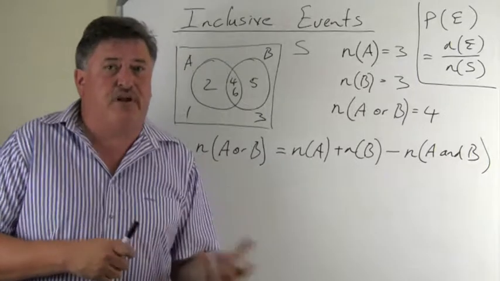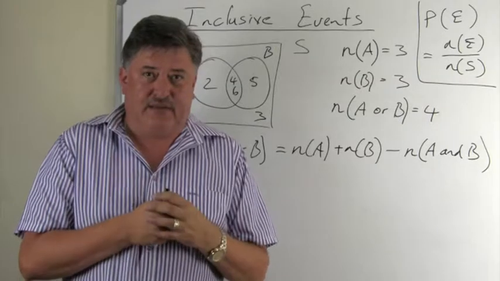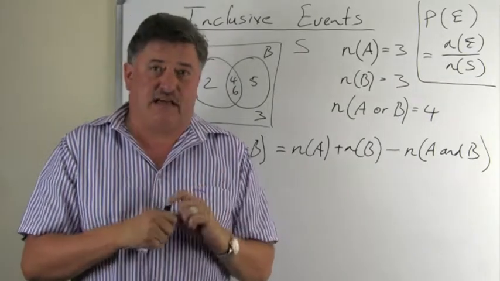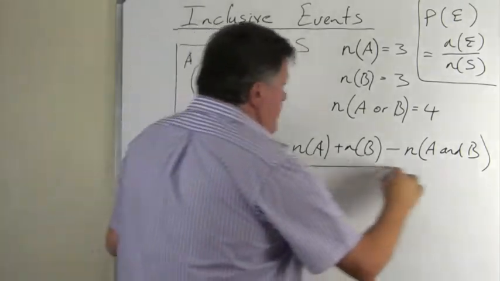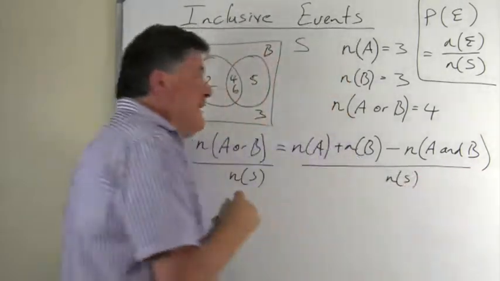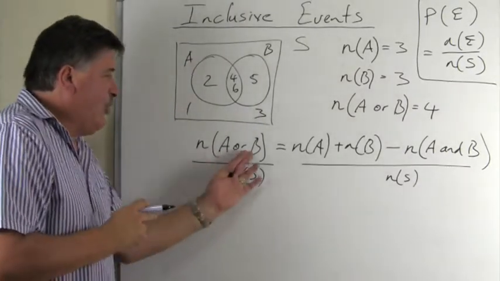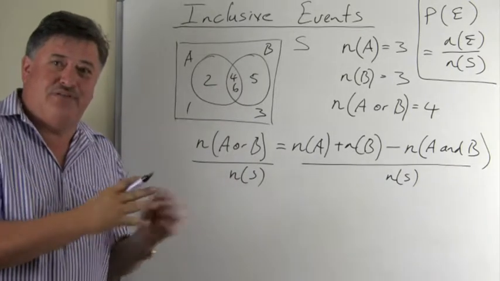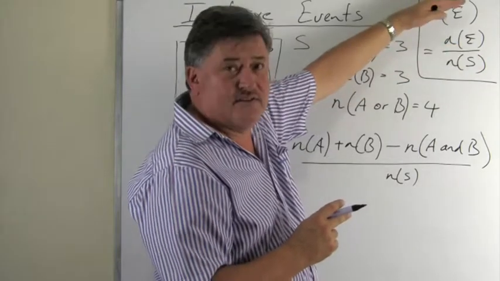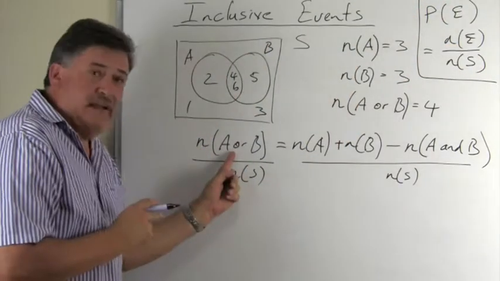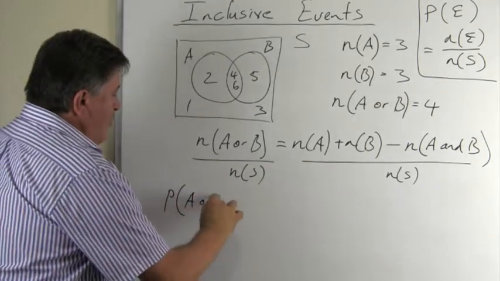And you will from algebra remember that when we have equations, we may divide by something, as long as we do it both sides. So what do we do? We divide the left-hand side by N of S. We divide the right-hand side by N of S. Now, what do we get from here? What is the N of A or B divided by the N of S? You remember we used that rule earlier. So now we use this rule backwards. So when this is my event, this is the N of S. So what do we get? We get the P of A or B.